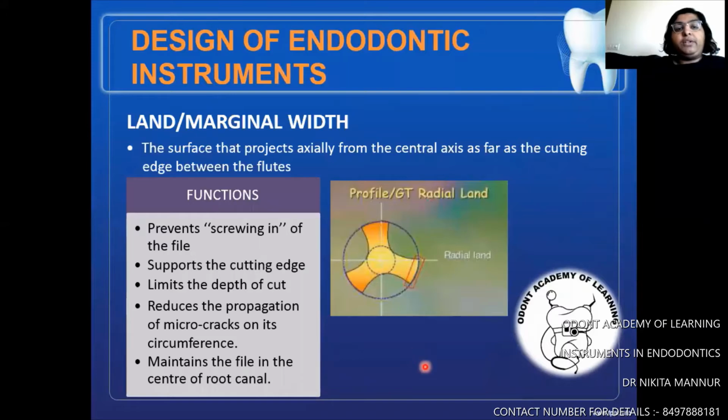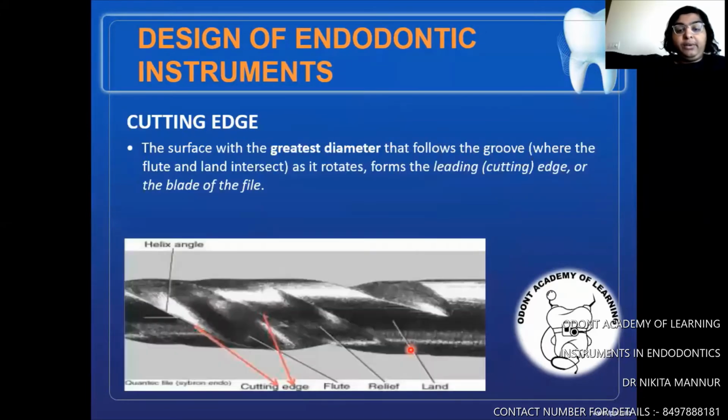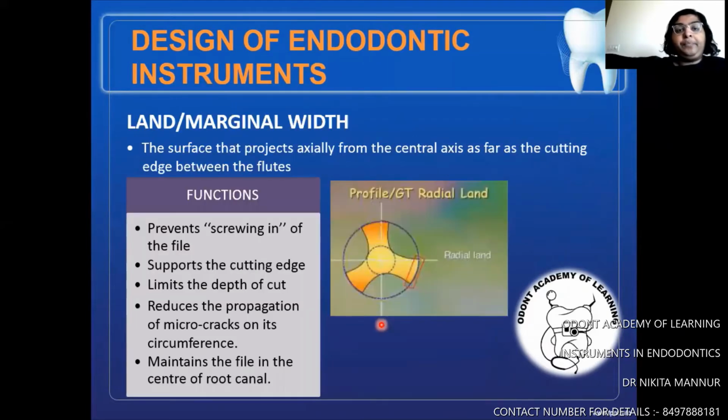Coming to land or marginal width, the surface that projects actually from the central axis as far as the cutting edge between the flutes. It prevents the screwing in effect of the file basically, and it supports the cutting edge. It limits the depth of cut. Here you can see this area is the land in this picture. Here you have the cutting edges here. This part in between is nothing but the land. And it supports the cutting edge.